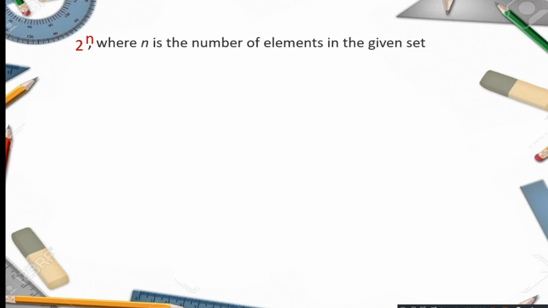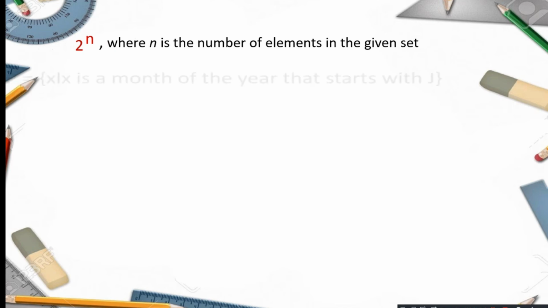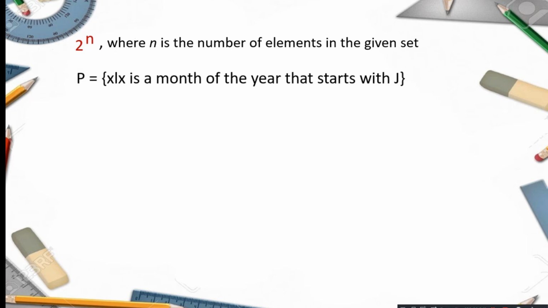How do we determine how many subsets the given set has? So we're going to use the formula 2 to the n power, where n is the number of elements in the given set. Let's have this example. Set P is a set of all x's such that x is a month of the year that starts with J. So what are the elements of P?